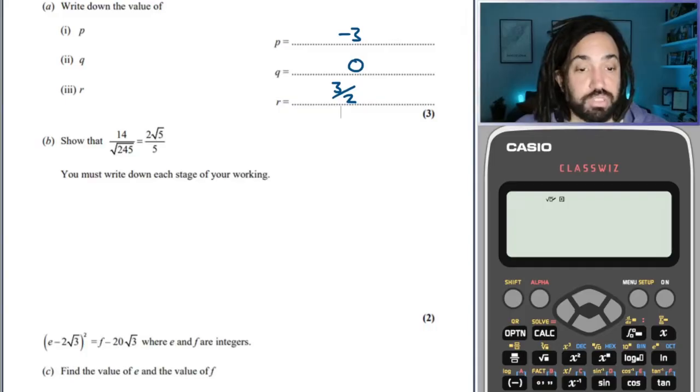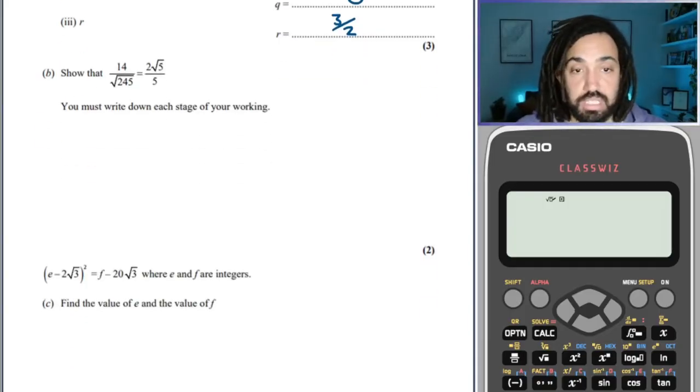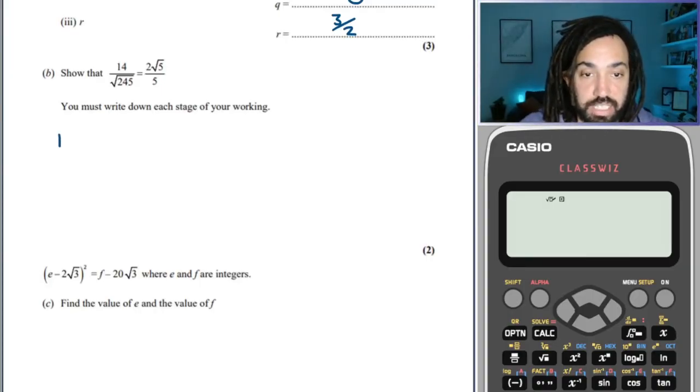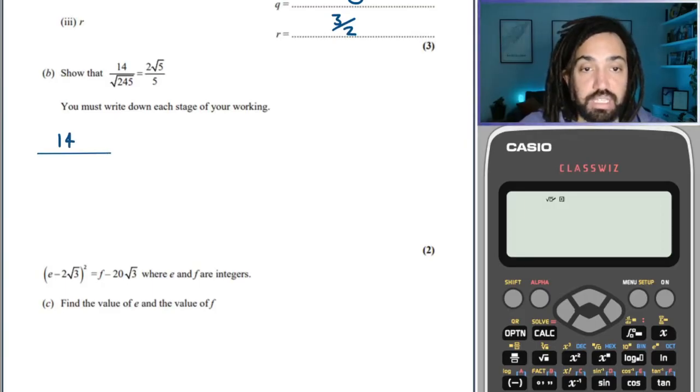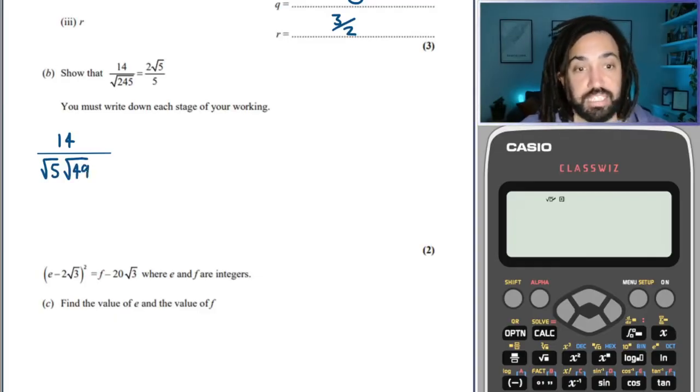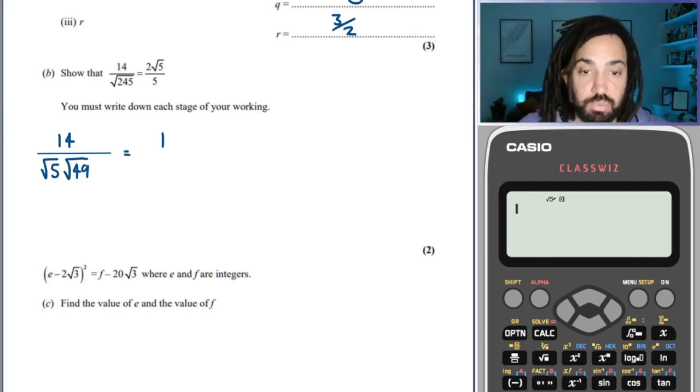Okay, right, now we're on to some surds. It says show that this is equal to this. Okay, I'm going to try not to use my calculator here, for good practice. 245, I think, is the square root of 5 and the square root of 49. Yes, because 49 times 5 makes 245, perfect. Which is the same as, 7 is the square root of 49, so 7 times root 5.